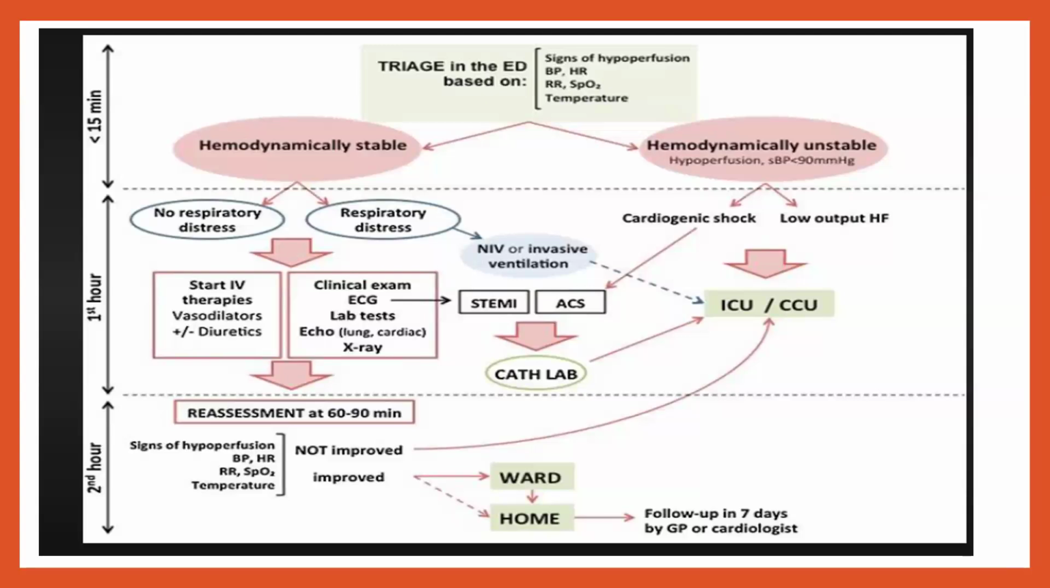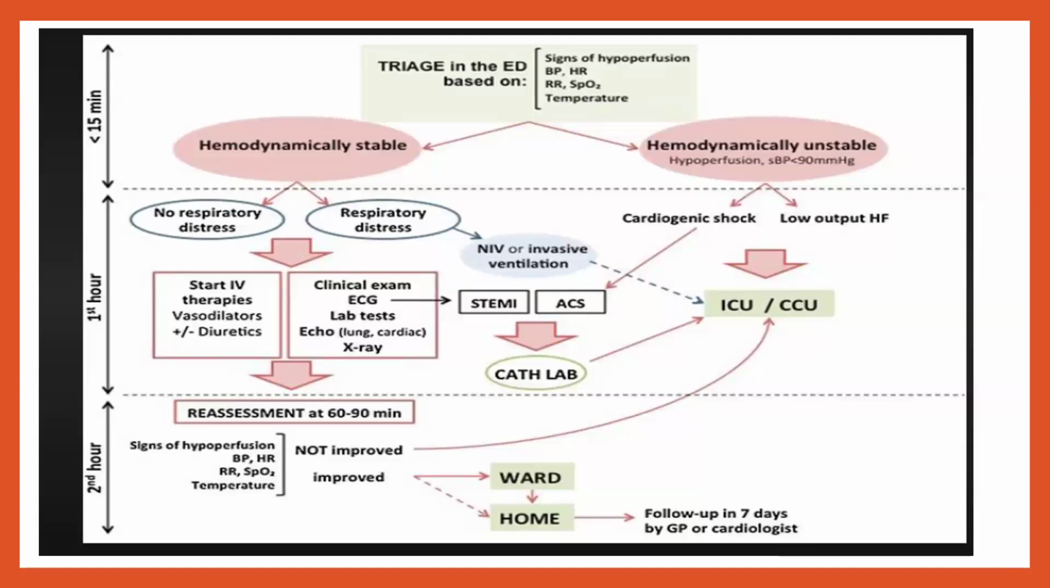If the patient is in low output heart failure, then we shift the patient immediately to the ICU. And if the patient is in cardiogenic shock and the cause of the cardiogenic shock is related to acute coronary syndrome, then immediately shift the patient to the cath lab.